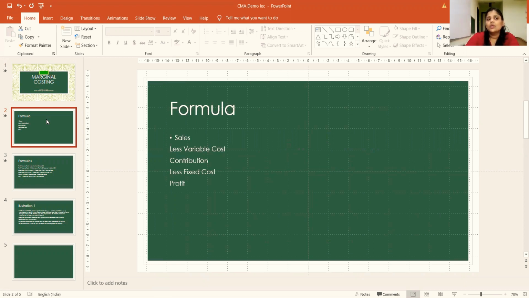Now, what is marginal costing? Marginal costing is the variable cost content in any particular cost. Then what is contribution? Contribution is sales less variable cost, and fixed cost is the entire cost which is incurred throughout the year in the organization. All fixed cost, like manufacturing fixed cost, selling fixed cost, admin fixed cost, all the fixed cost together is put in this fixed cost. And of course, you get profit afterwards.